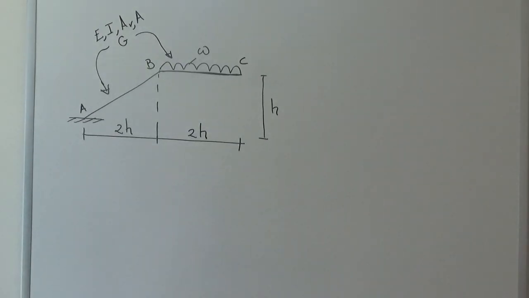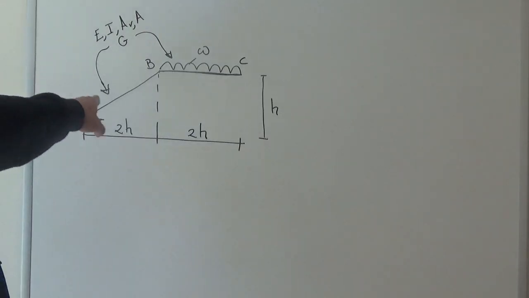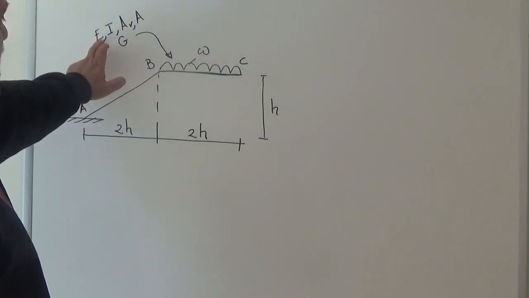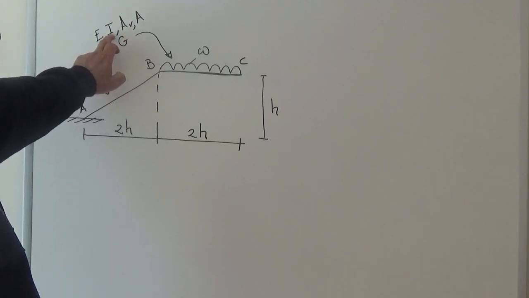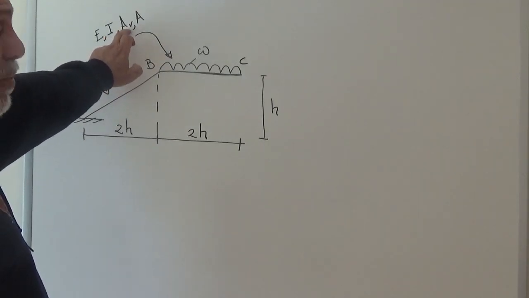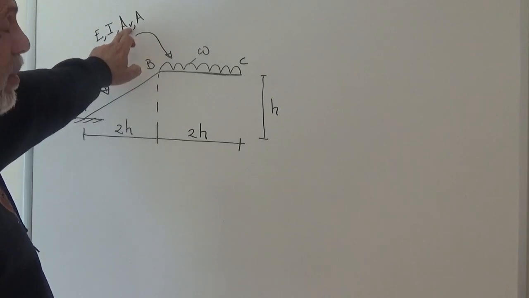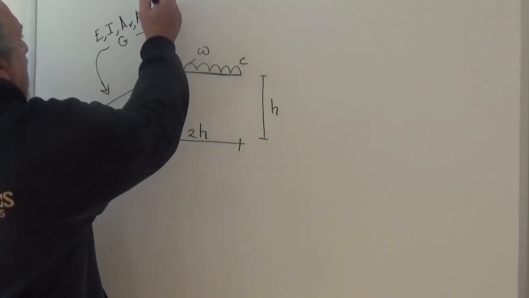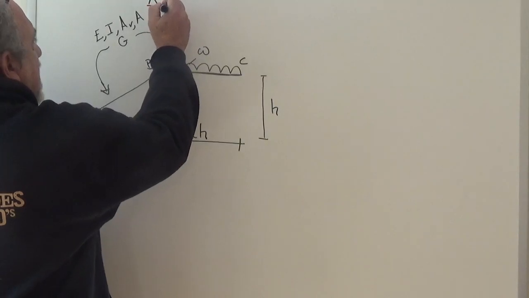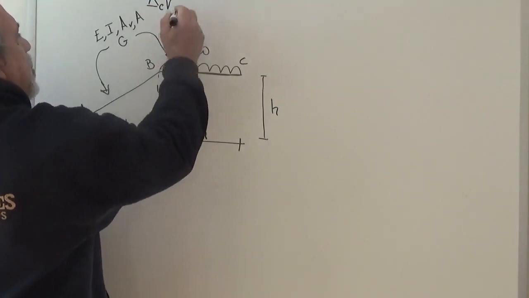Okay? So the properties of the bars are the same. The modulus of elasticity is E, the shear modulus is G, the moment of inertia is I, the area for shear purposes is AV, and the area for axial effects is the actual area A. And our question is to calculate delta C in the vertical direction.